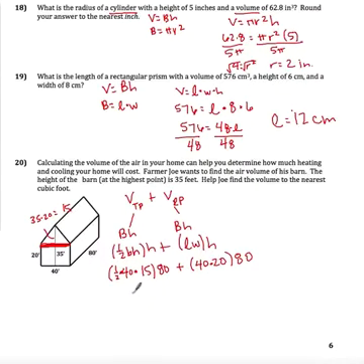So for the triangular prism, 1/2 times 40 would be 20, times 15 would be 300, times 80. 300 times 80 would be 24,000. Alright, for the volume of the rectangular prism, which would be the bottom part of the barn, I would say 40 times 20 times 80. 40 times 20 would be 800 times 80, and 800 times 80 would be 64,000.